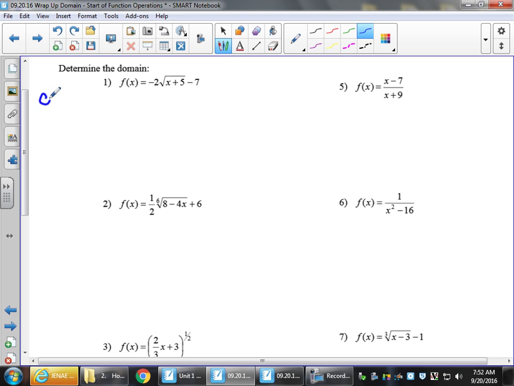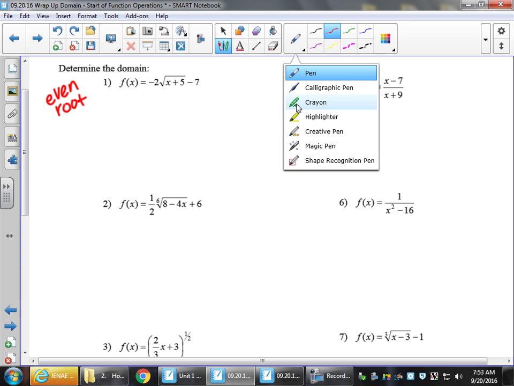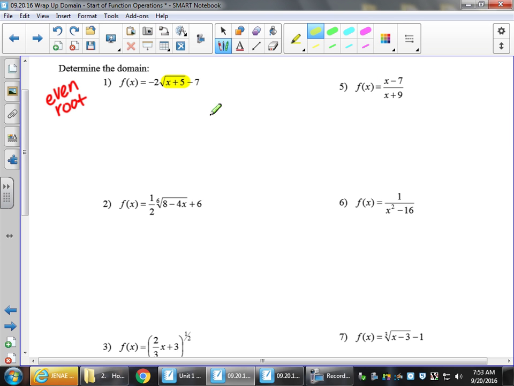Even root. So we are going to make this a master set of review questions. So if you want to highlight this, put even root next to this and highlight it. That's what this is. That's why it has a restriction. And then, which part of this do I need to pay attention to? She mentioned it. Just underneath the root. So take your highlighter again and just highlight the x plus 5. Do we care about the minus 7? No. Do we care about the negative 2 out front? No. Great job. Keep going.